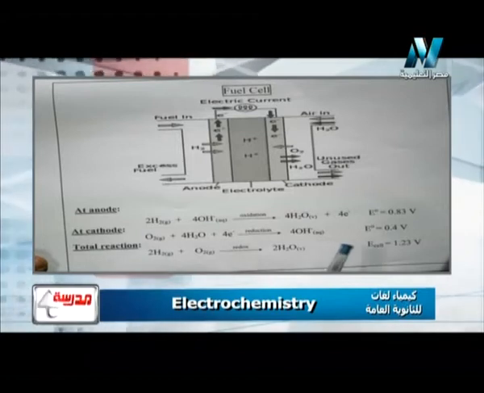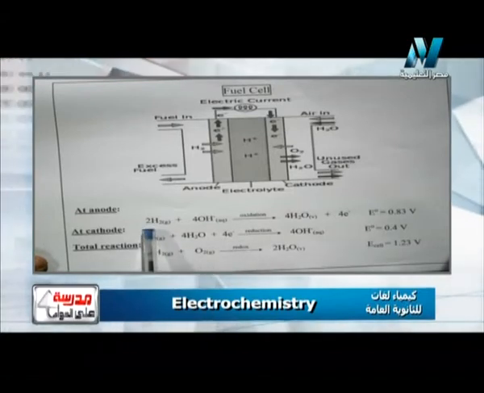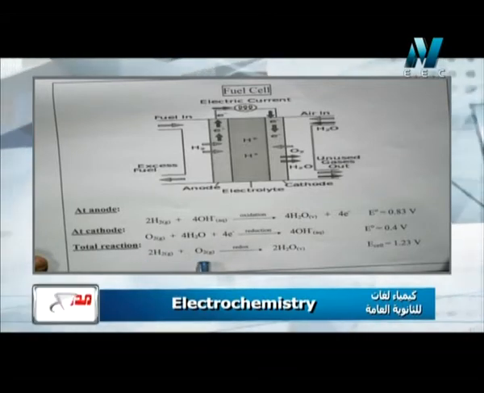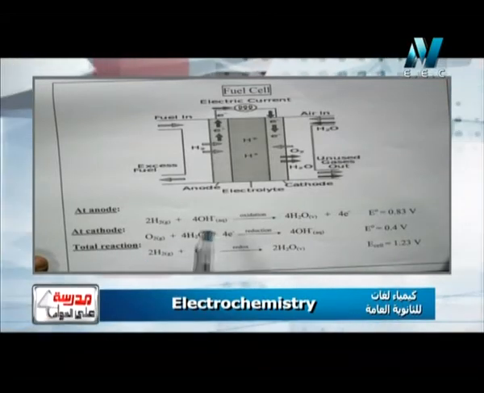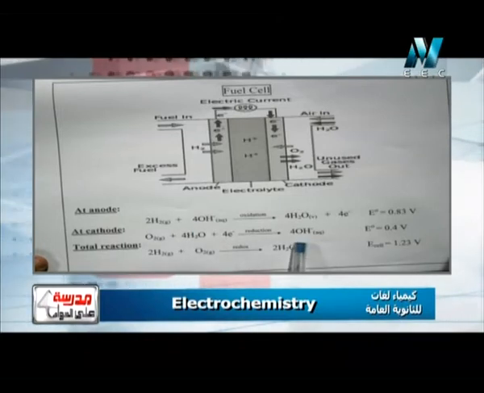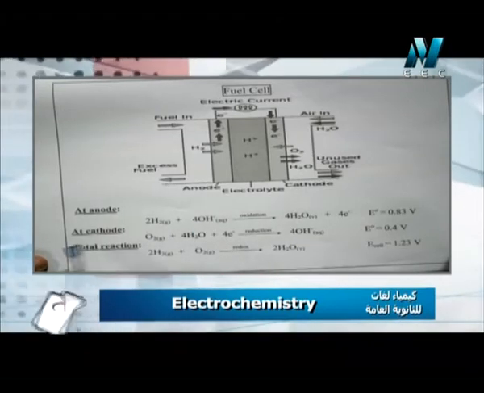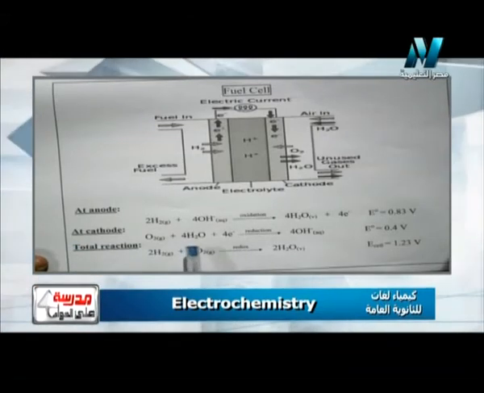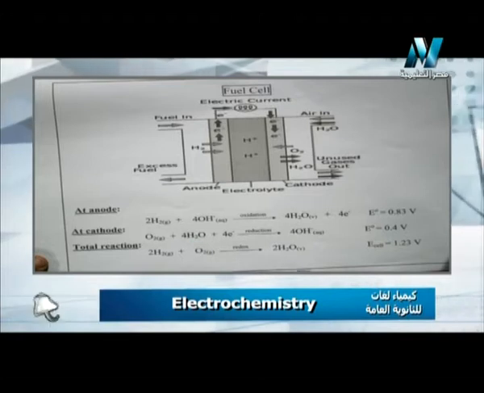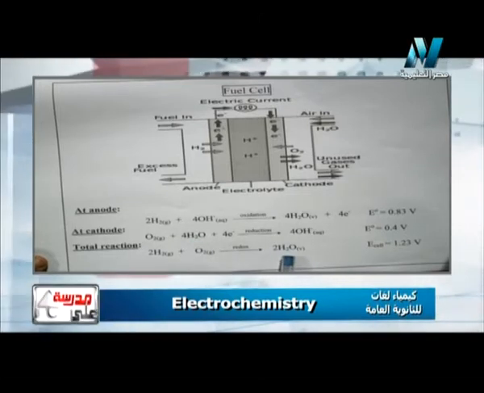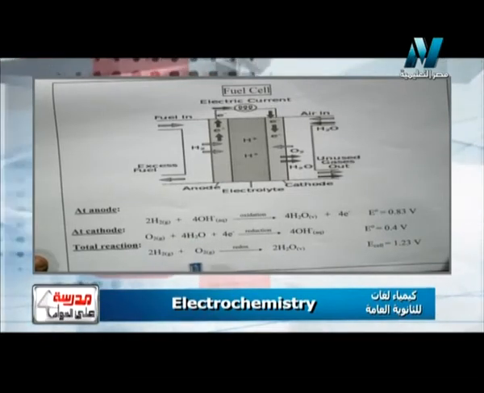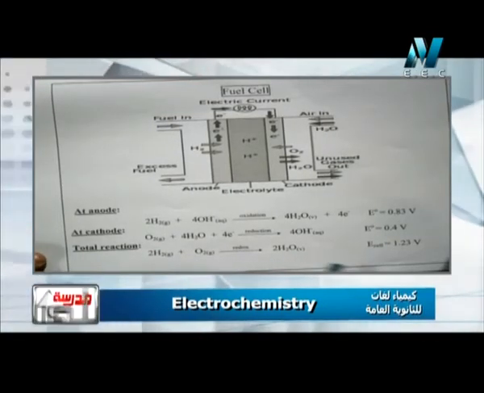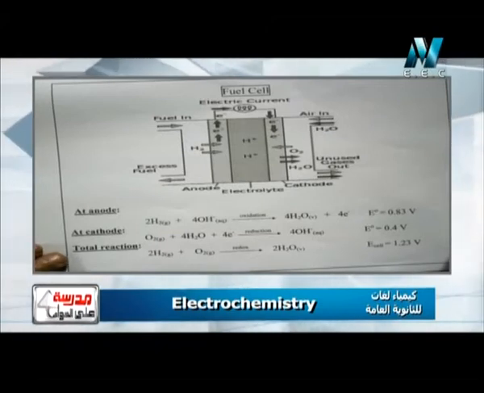The total reaction will be hydrogen gas, oxygen gas, and 4 OH negative, which cancel with 4 OH negative. This is the input and this is the output. And here 4 H2O and 2 H2O. So hydrogen combines with oxygen to form water. The EMF of this cell will be 1.23 volts.